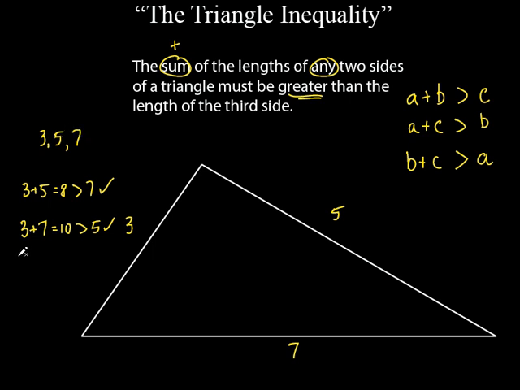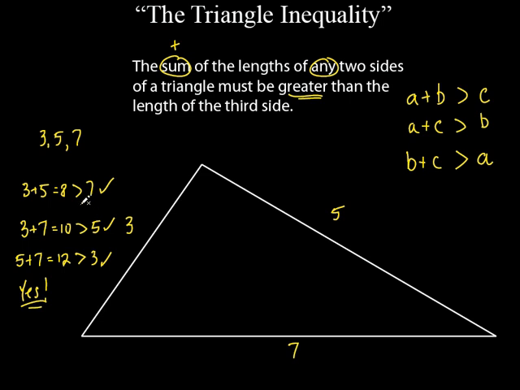What else didn't we pick? 5 and 7. Let's add those together. So 5 plus 7 is 12. Is that bigger than the third side, 3? Yep, sure is. So if all 3 of those things are true, then this is a triangle. And that's all they're asking you. They're asking you, can you form a triangle with these 3 sides right here? And your answer would be yes. You can form a triangle with those 3 sides.